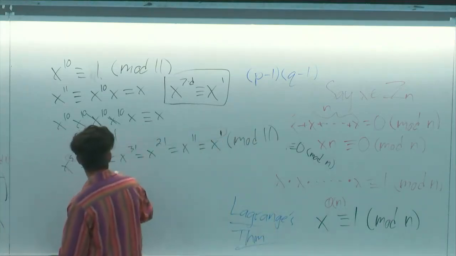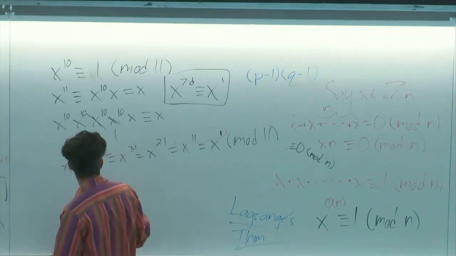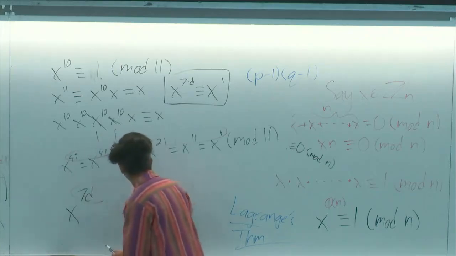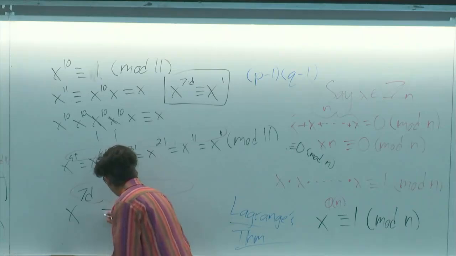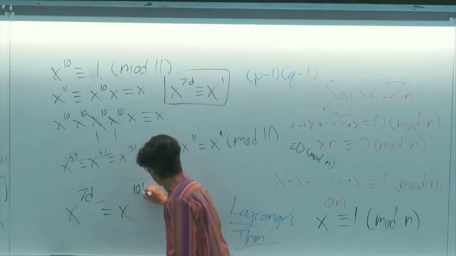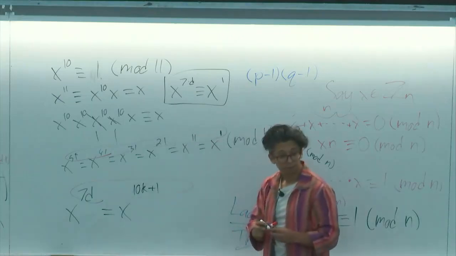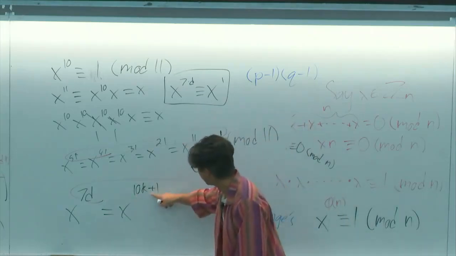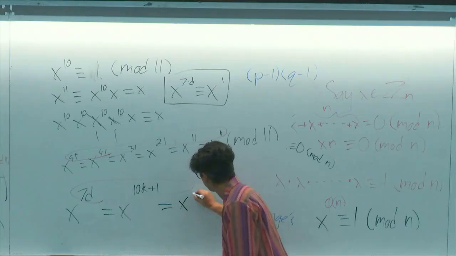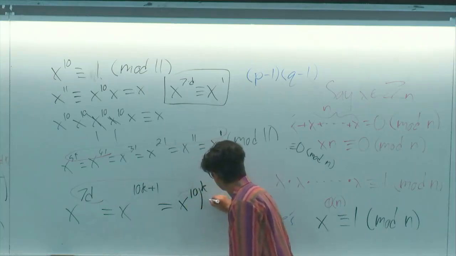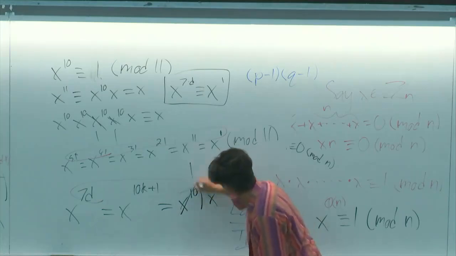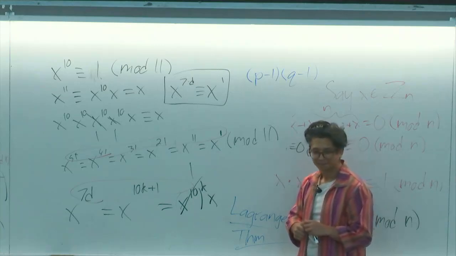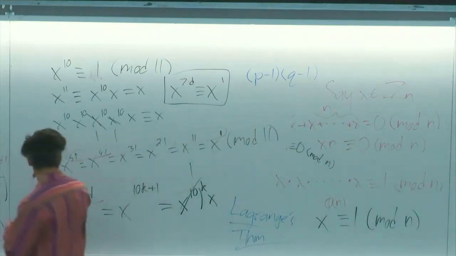So really what I want is 7 times d. That's going to be, again, in the exponent land. I'd really like that to end up being 10 times k plus 1 somehow. Does that make sense? If I get 10k plus 1 up there, I can rewrite it as x to the 10 to the k times x, and then that goes away to just be 1. Hearing some eurekas, that's great.